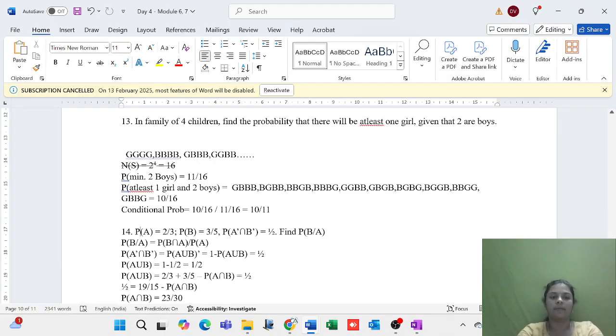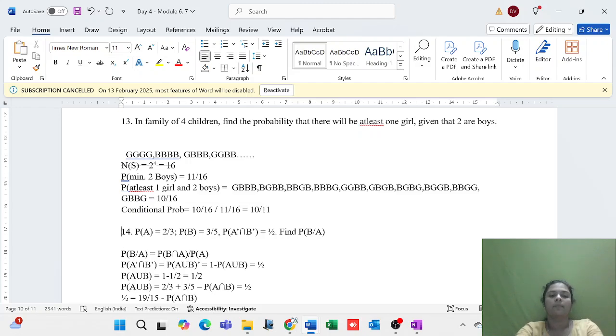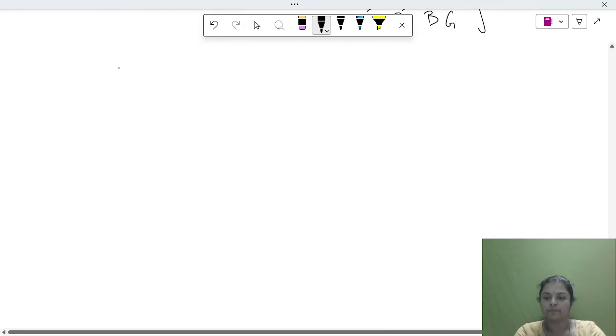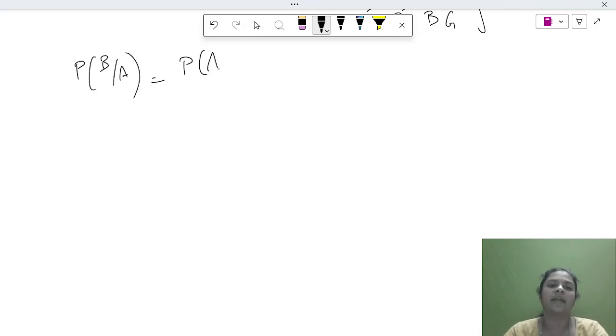The next question is a formula based question. P of A is 2 by 3, P of B is 3 by 5, P of A dash intersection B dash is 1 by 2. Find P of B by A. Now what is the formula for B by A? Yes friends, can you give me the formula for B by A? P of A intersection B divided by P of A.